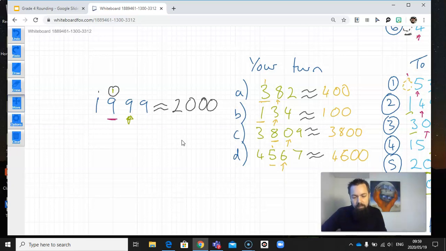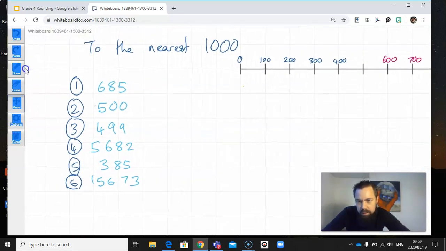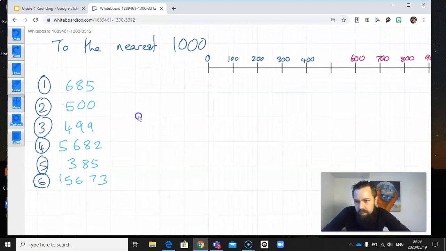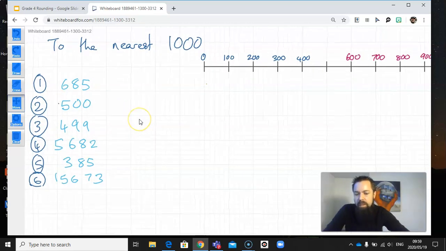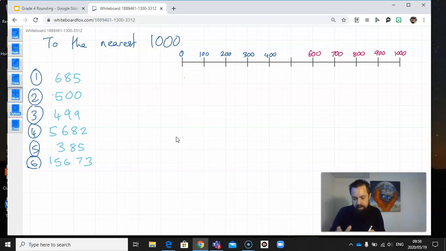Okay, we're now going to do the last section for today, which is rounding to the nearest 1,000. And again, I've drawn my number line so that you can see it. And again, we've got the one in the middle, 500, which rounds up, and anything up to 499 rounds down.